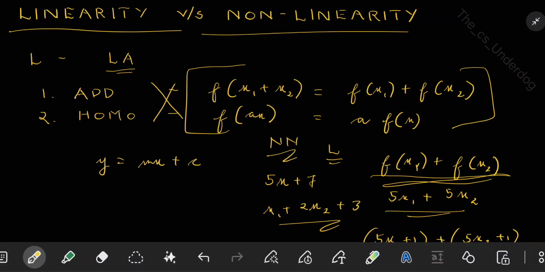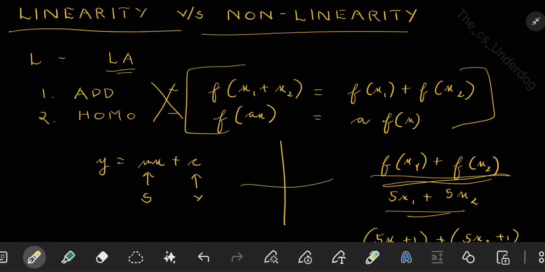This is the equation of a line where m is the slope of the line and c is the y-intercept. What is meant by y-intercept? When you have a graph like this, this is your x-axis, this is your y-axis. Wherever your line meets the y-axis, that is called the y-intercept. And what is the slope? Slope decides what is the slope of this line. This is called slope. So now you understood a basic idea about what is linear.